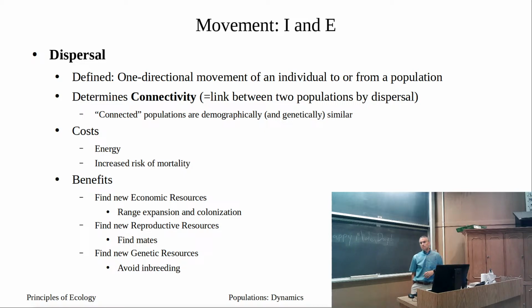All right? We specify that one directional movement because we don't want individuals wandering. We don't want to count dispersal as those individuals that just kind of wander around looking for food. They leave and then they come back. That's not really dispersal. But if they leave looking for food and they find it and they stay there in that population, now we have dispersal. So dispersal is one directional movement to or from a population.